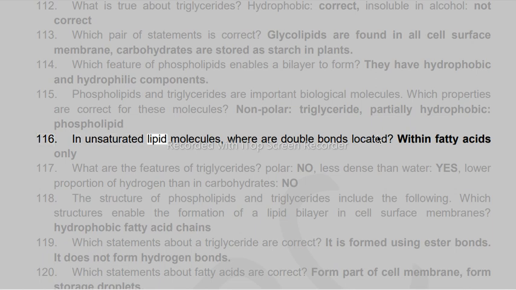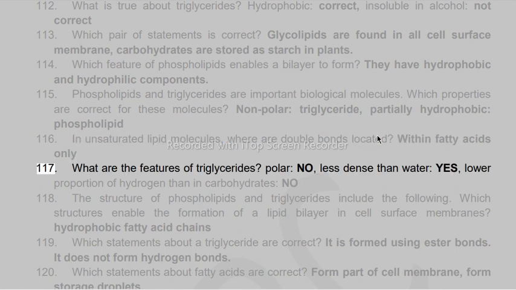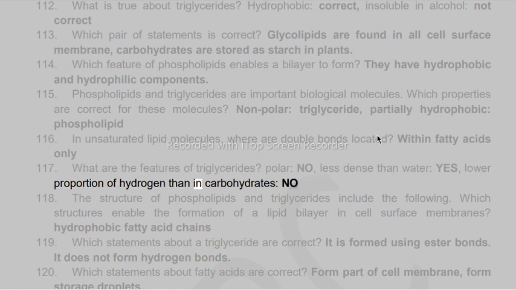116. In unsaturated lipid molecules, where are double bonds located? Within fatty acids only. 117. What are the features of triglycerides? Polar, no; less dense than water, yes; lower proportion of hydrogen than in carbohydrates.